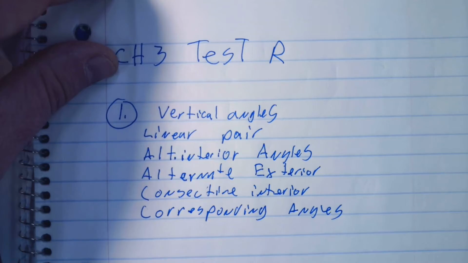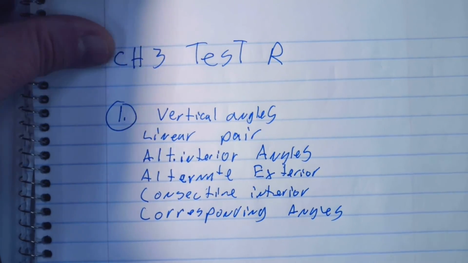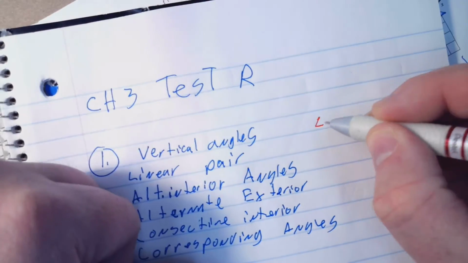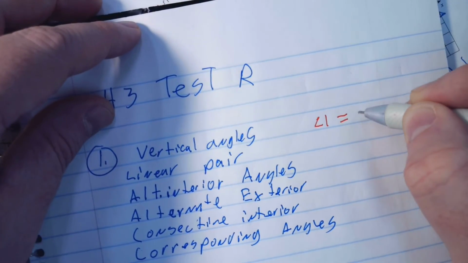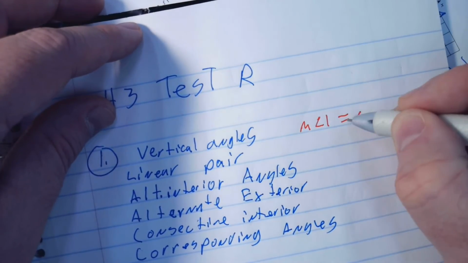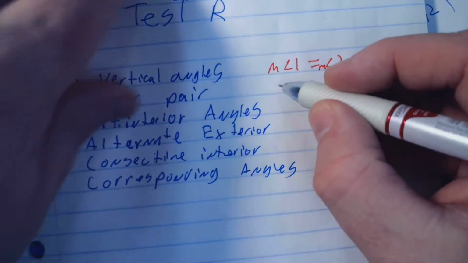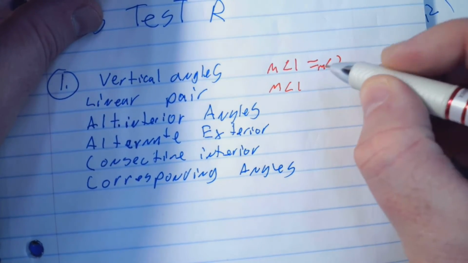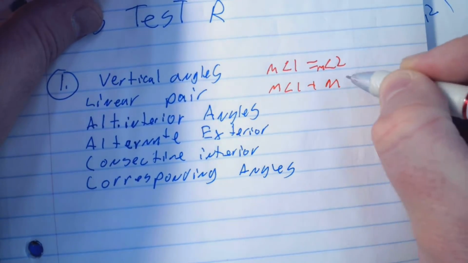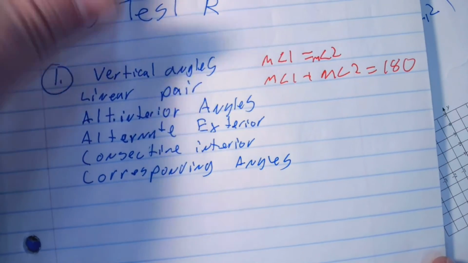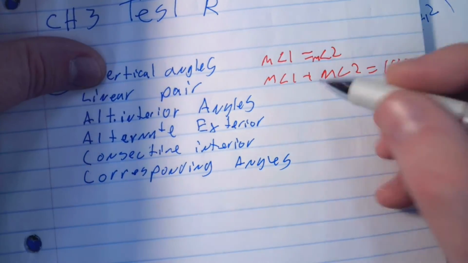All right. Here's what's important to know. On vertical angles, angle 1 is equal to angle 2, if they're vertical angles. I'll show you an example of all of those in a second. Linear pair: measure angle 1 plus measure angle 2 equals 180. That's basically the theme for everything else.